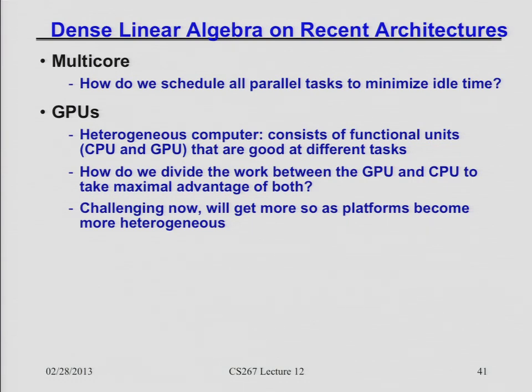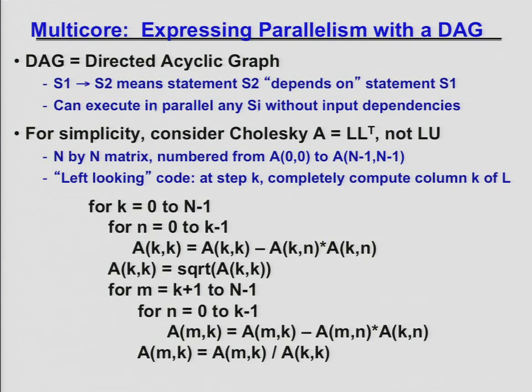All right, so let's talk about multi-core and how this all gets expressed. I'm going to re-express the algorithm using what's called a directed acyclic graph. I'll have a bunch of statements in the algorithm, and an arrow from statement one to statement two means that one has to happen before two. So the question is, how do I take that and schedule it?